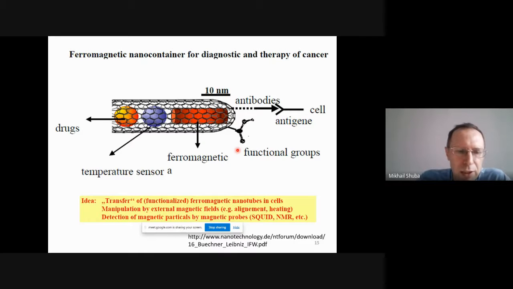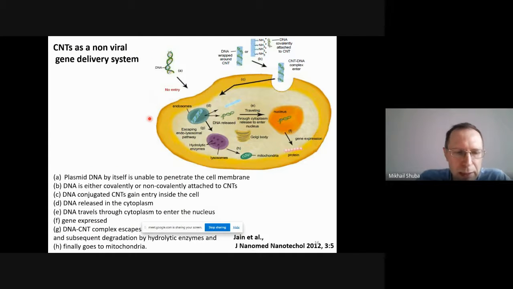Another possible application is a carbon nanotube as a ferromagnetic nanocontainer. They propose to put ferromagnetic material inside the tube for manipulation of the structure with a magnetic field. So together with ferromagnetic material, it's possible to put a sensor or drug inside the carbon nanotube. Plasmid DNA by itself is unable to penetrate the cell membrane, so carbon nanotubes are proposed for transporting DNA inside the cell.